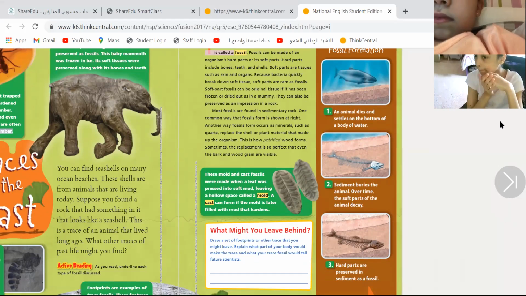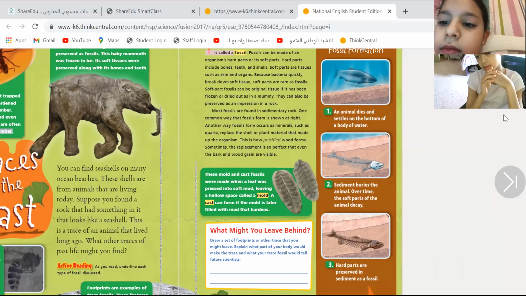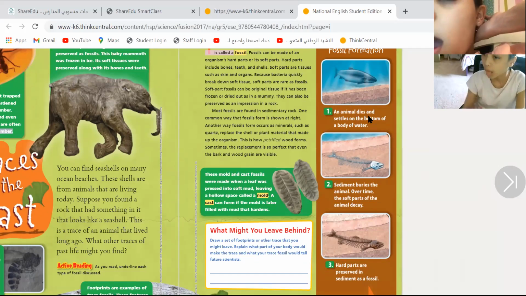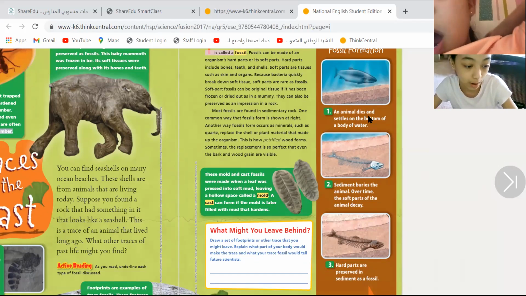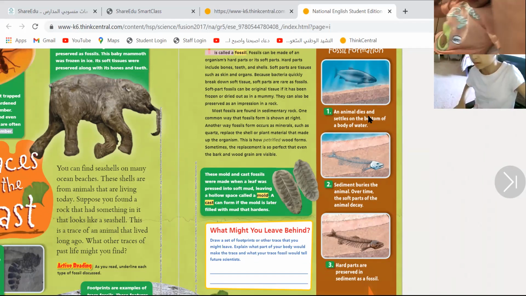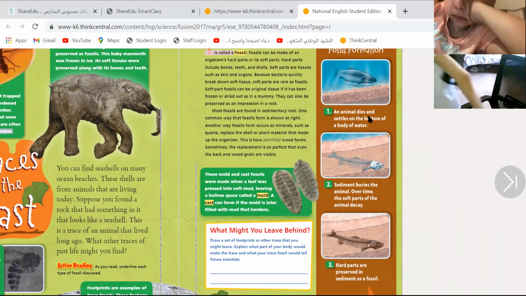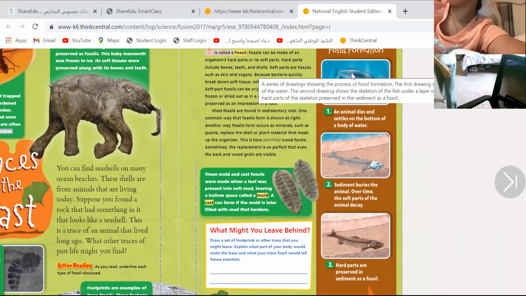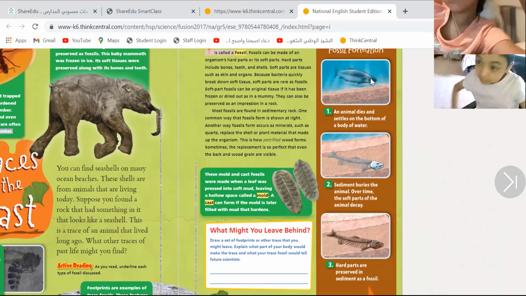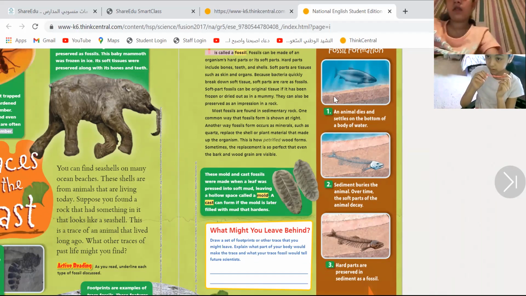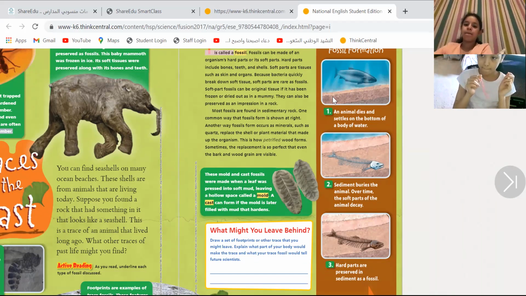You can see the fish, number 1, 2, and 3 over here. Can you see 1, 2, and 3? Yes. Okay, Jenna, please read for me what is the first step of fossil formation. An animal dies and settles on the bottom of a body of water. Definitely. This is the first thing. When a fish dies, it will sit where? Down deep, at the bottom of the water.